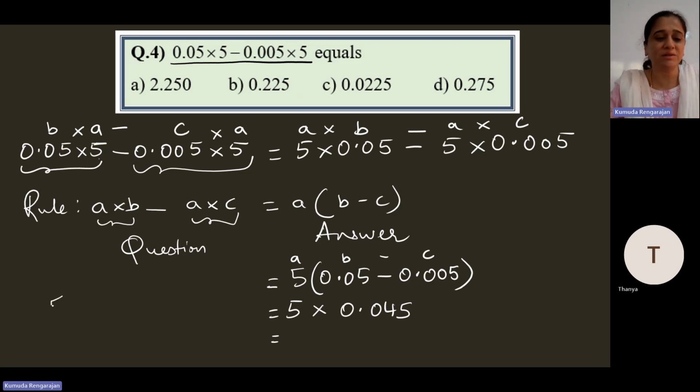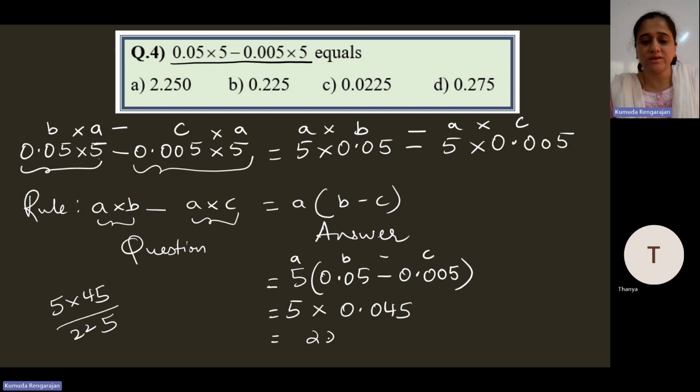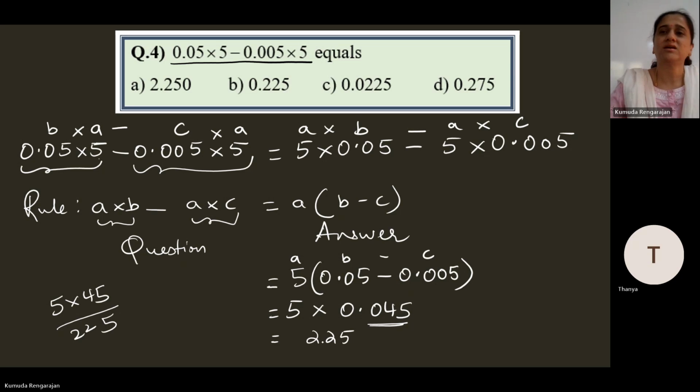So now how do you find this final product? We just have to multiply 5 and 45. What is 5 into 45? 225. Now, how many decimal places here? 3 decimal places. So where should I place the decimal point? Before 2, right in the front. So 0.225. Correct?